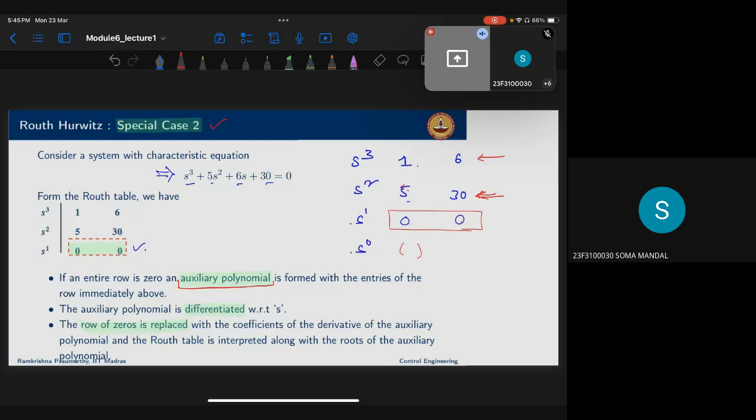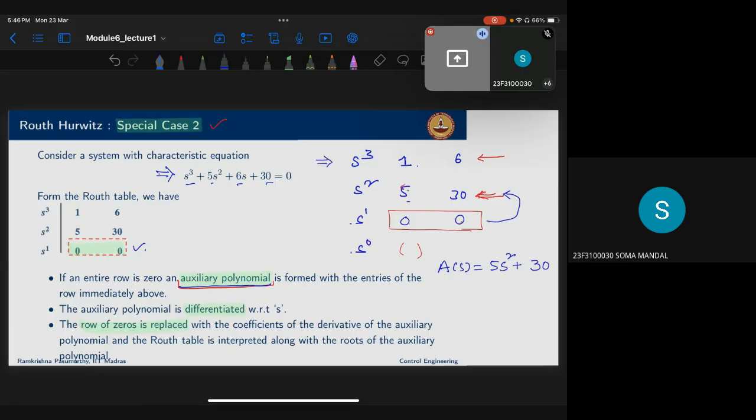Entire row is zeros. In this case, what we do is form something called the auxiliary polynomial. Whatever zeros you have, just check the row above those zeros. What do you have? 5, 30. What is the maximum power? s square. So we write it like this: 5s square plus, is it going to be 30s or 30? It's going to be 30 only. Why 30? Because these are even powers. These are odd powers. Clear?